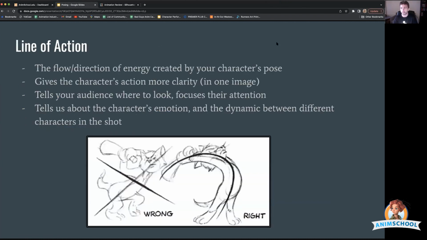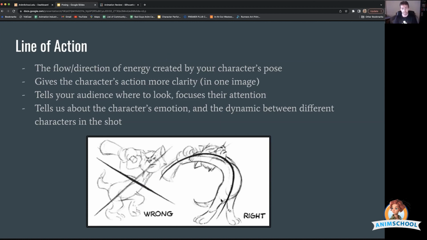So this first principle I want to talk about is line of action. This is the flow, the direction of energy created by your character's pose. The idea here is to add as much clarity as possible in one image as to what your character is doing and tell your audience where to look, right? You're directing the eye of the viewer, focusing their attention where you want it to go. And it can also tell us about the dynamic between different characters in the shot.